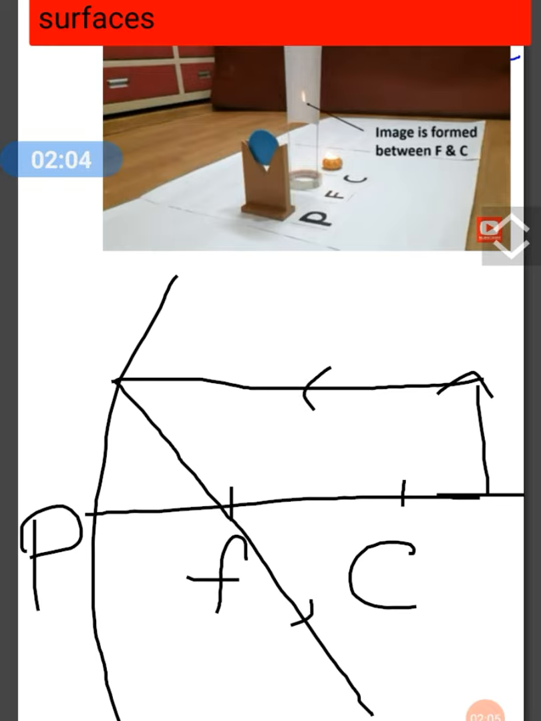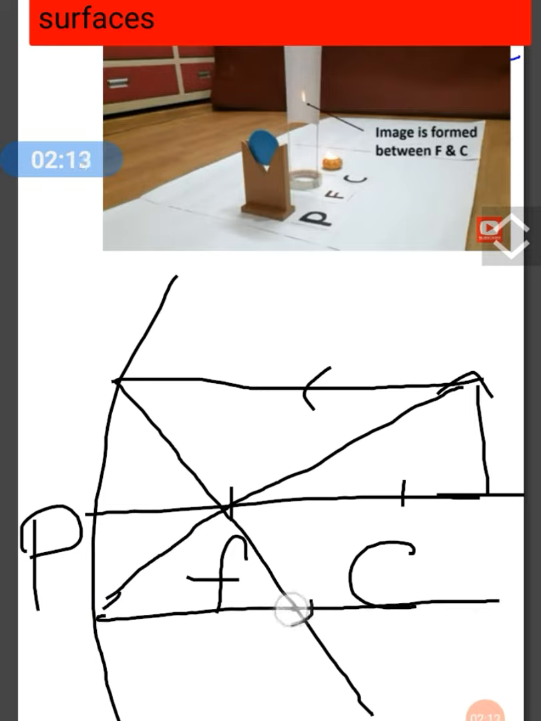Now see here, the second ray passes through the focal point and the reflected ray is parallel to the principal axis. Where these two rays meet, we can draw the image. So the image is real, inverted and diminished. Yes, you can see here: real, inverted and diminished.